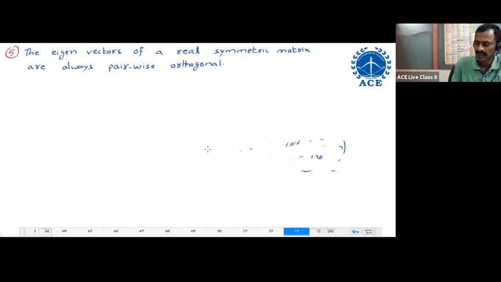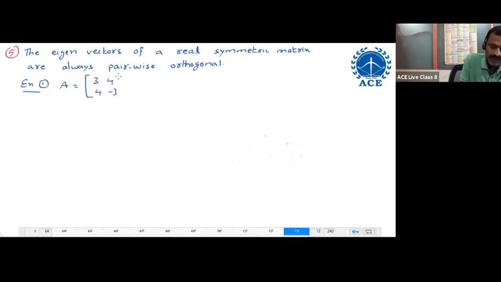We can say, example: A equal to 3, 4, 4, minus 3. Eigenvalues are lambda 1 equal to 5, lambda 2 equal to minus 5. If you find the eigenvectors, then the corresponding eigenvectors are like this: x1 equal to 2, 1, x2 equal to 1, minus 2 only.